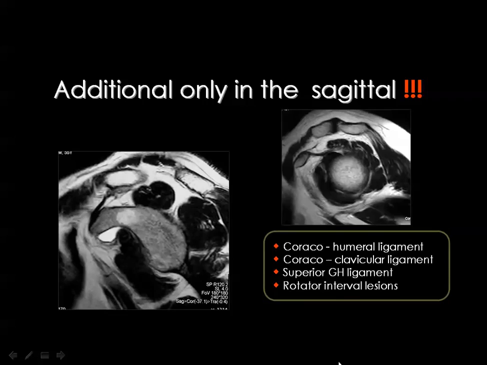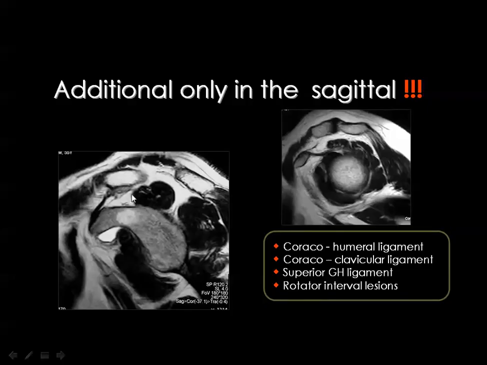Then there are some ligaments and structures which can be easily evaluated in the sagittal images, including number 1, the coracohumeral ligament, and here is the coracohumeral ligament. You know that this is the coracoid process, and here is the head of the humerus, and this ligament is known as the coracohumeral ligament. The coracoclavicular ligament is passing from the coracoid to the undersurface of the clavicle.